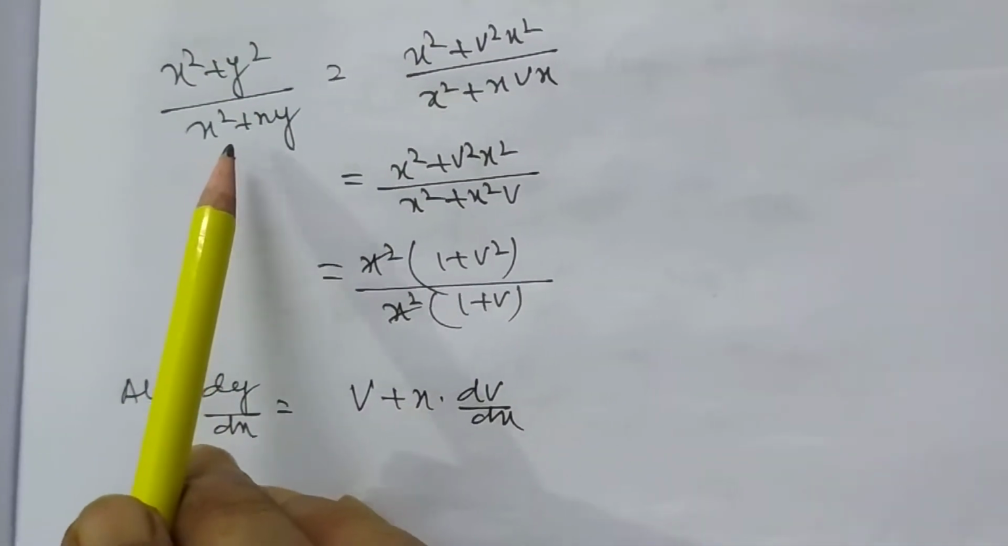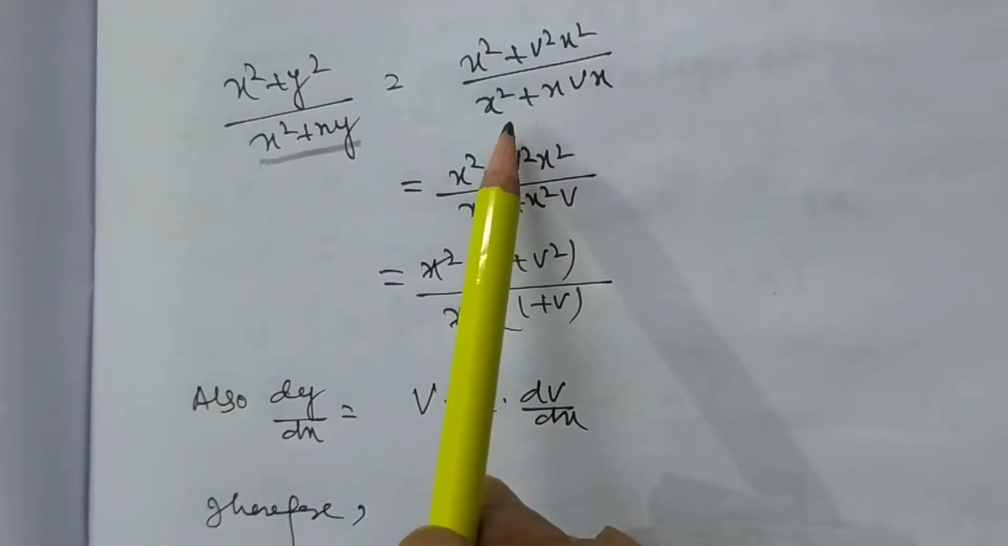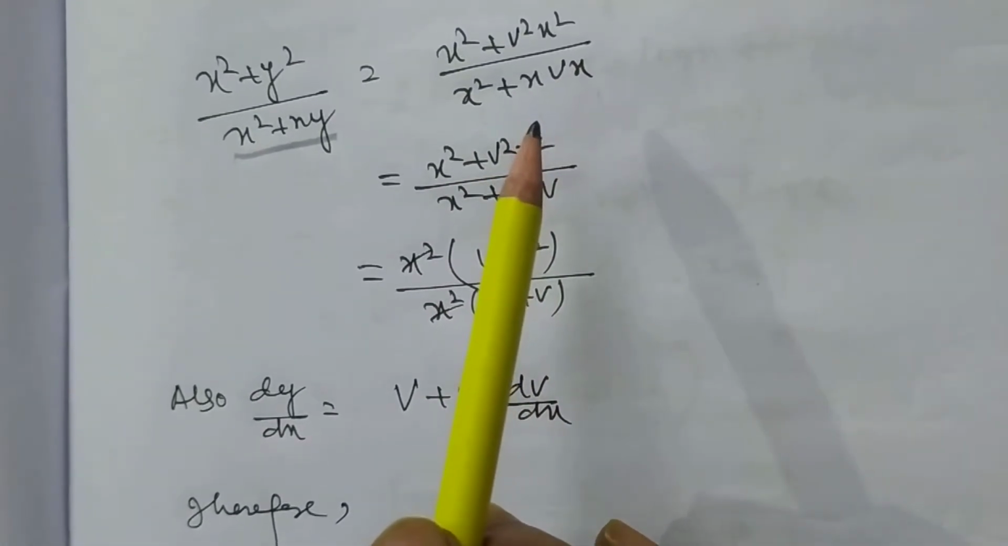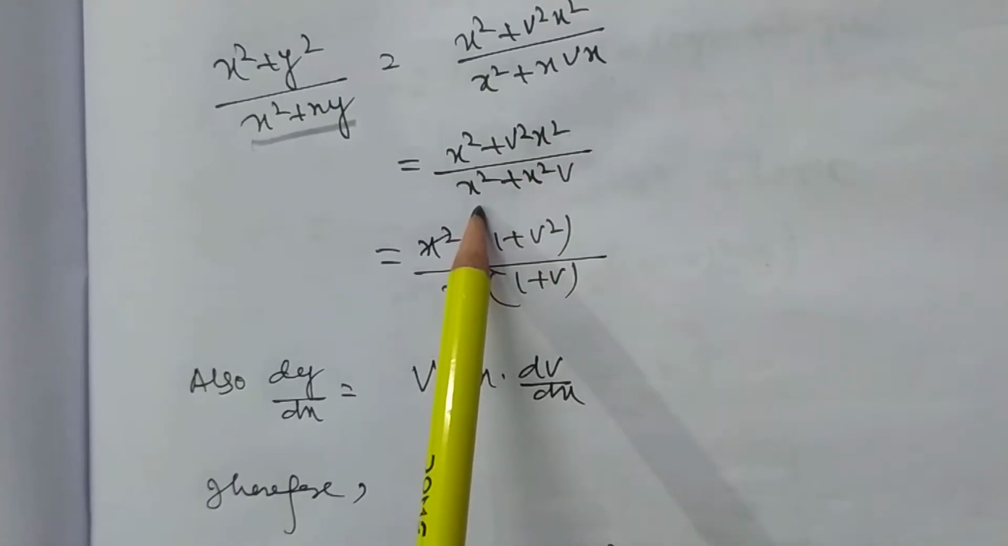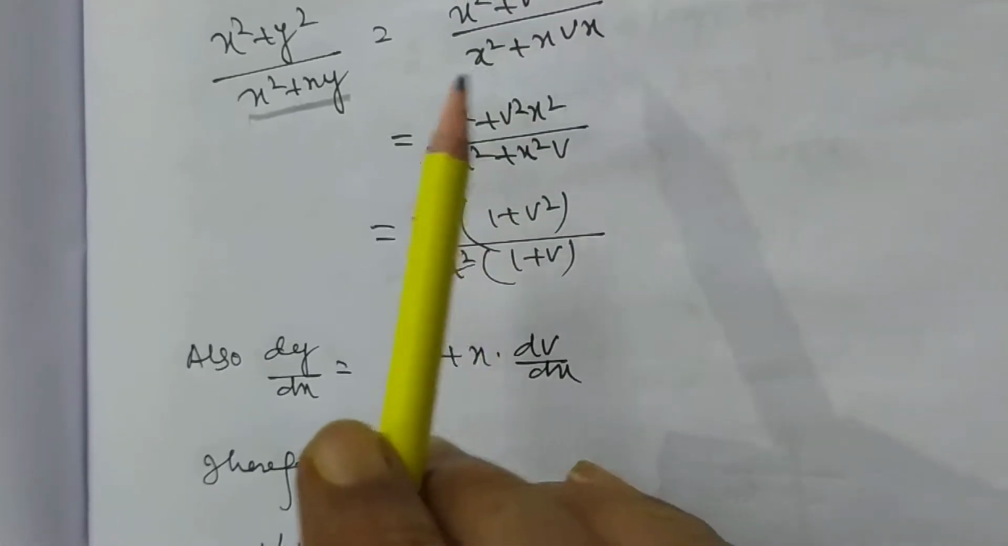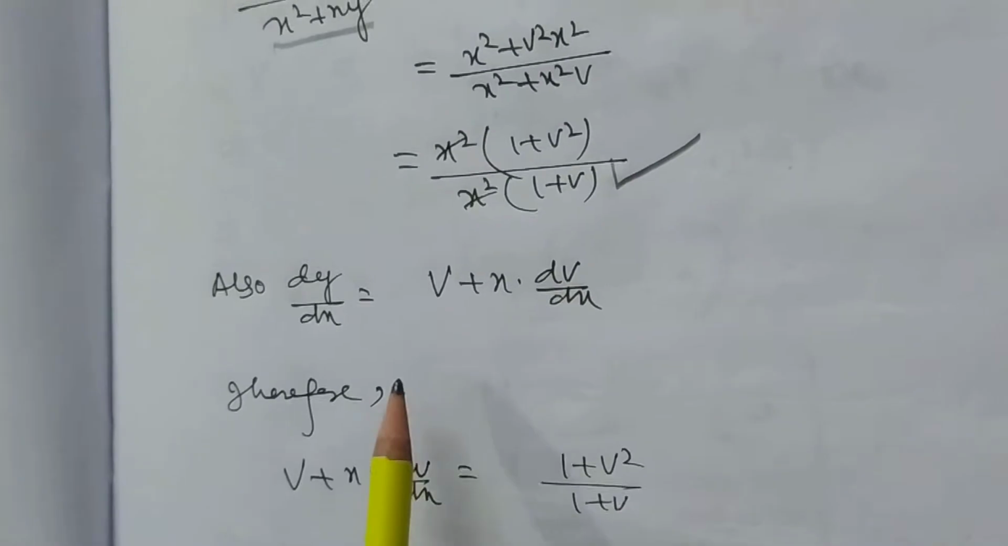x square plus y square by x square plus xy. x square plus v square x square by x square into vx. Now x square v square, x square plus v square x square, and taking x square common, we have 1 plus v square by 1 plus v.